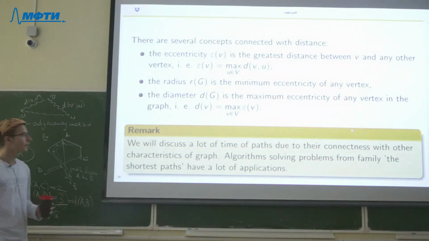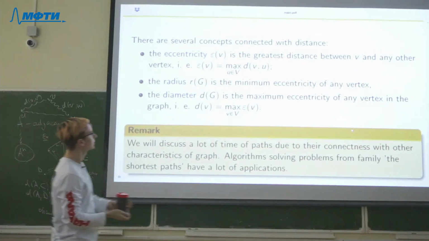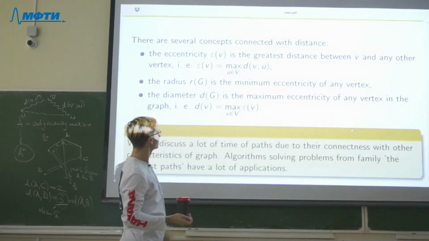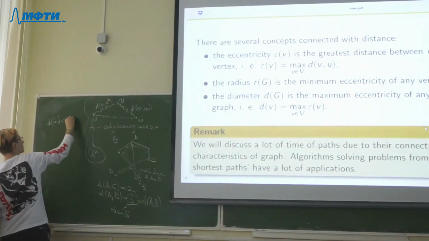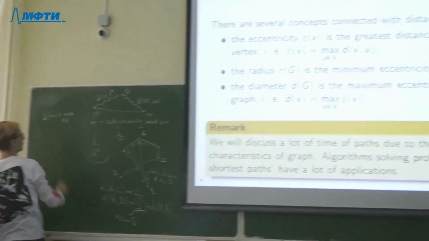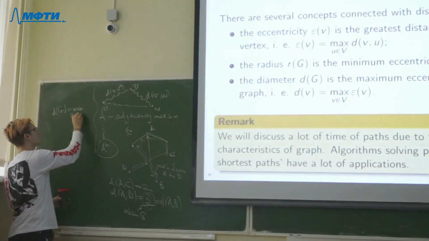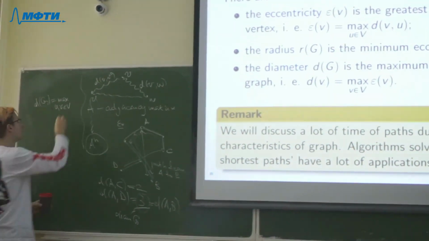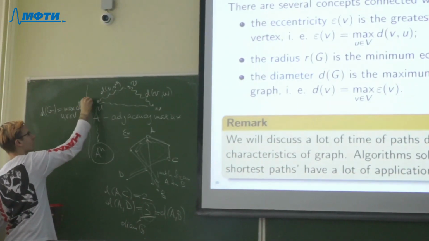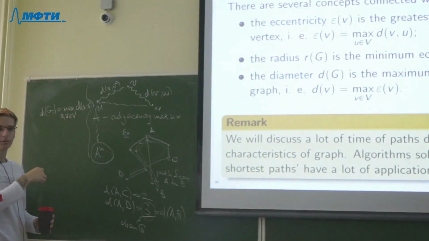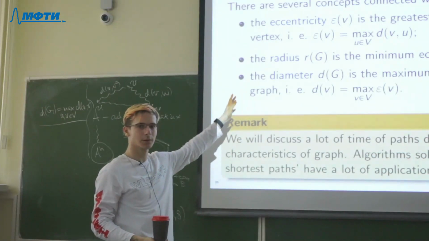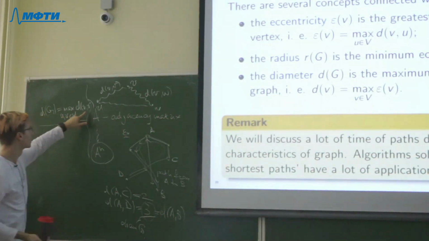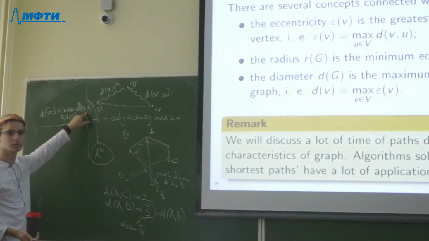Because you can input the definition of eccentricity in the definition of diameter. Yeah, and you see that this diameter is the maximum over choosing two vertices and the distance between them. It's the consequence of these definitions. Okay? It's the maximum of distances of two vertices.